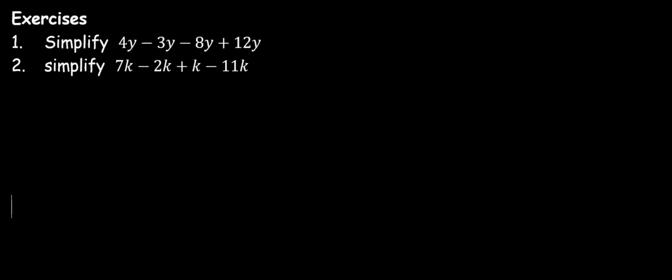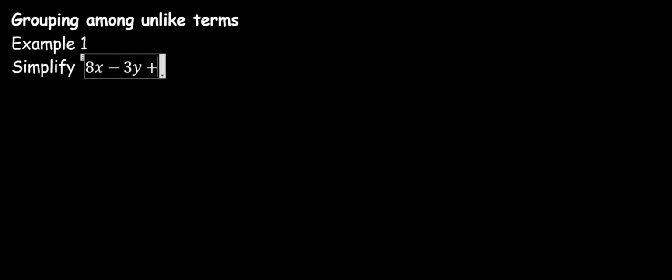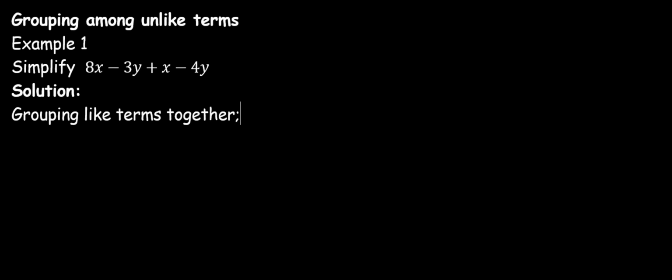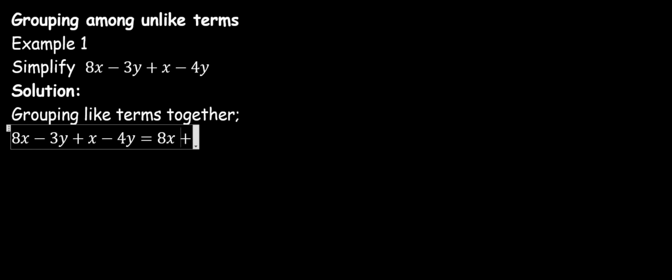Then we move to our next subtopic, grouping among unlike terms. Example. Simplify 8x minus 3y plus x minus 4y. Solution. Grouping like terms together, we have 8x minus 3y plus x minus 4y will be equals to 8x plus x minus 3y minus 4y, and that's equals to 9x minus 7y. Another example.